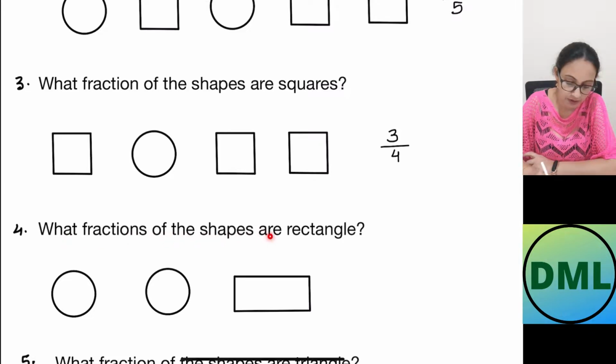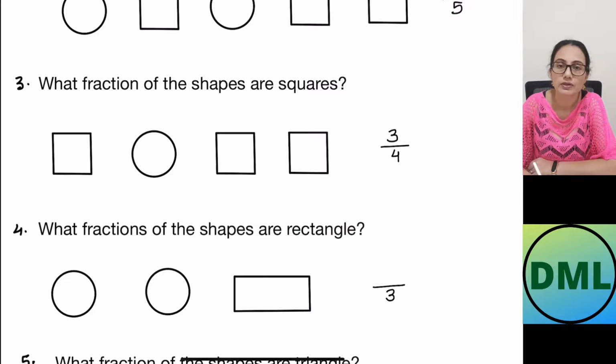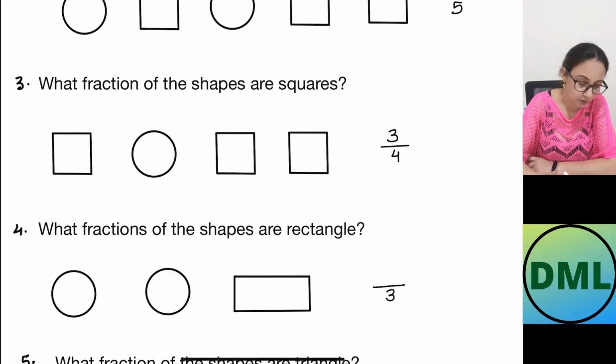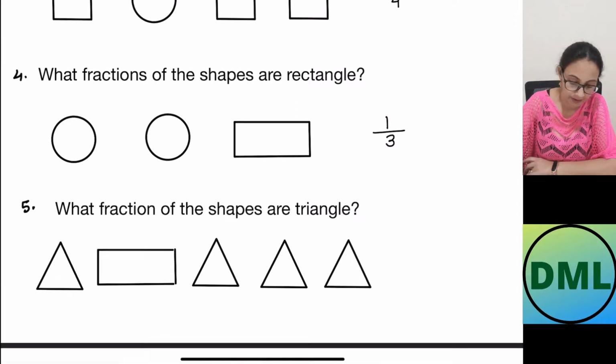What fraction of the shapes are rectangles? So total number of figures, how many do we have? We have 1, 2 and 3 figures. So 3 will be written in the denominator. Now I am looking for rectangles. So I have to see how many rectangles I have in my figure. So I have only one rectangle. So 1 will be written in the numerator. So that means 1/3 of the figures are rectangles. Out of 3, only one figure is a rectangle. Now let's see one more example.